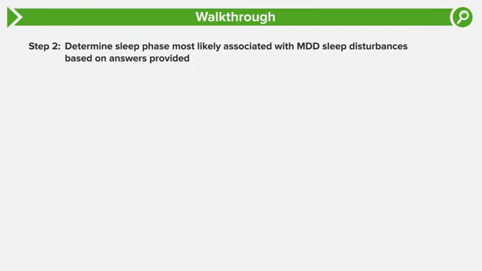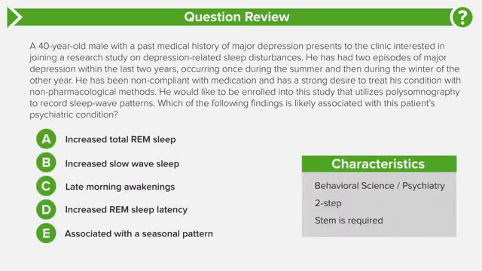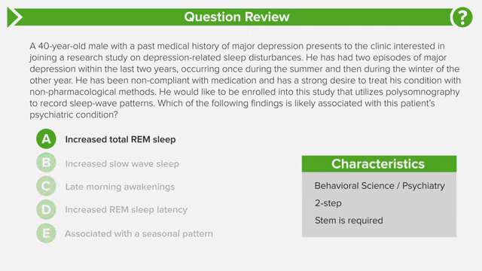Now, step two here, we need to determine what sleep phase is most likely associated with major depressive disorder sleep disturbances, and we look at our answer choices. Now, what we know is that in patients that have major depressive disorder, they have increased total REM sleep, and that's the correct answer. Answer choice A: increased total REM sleep.